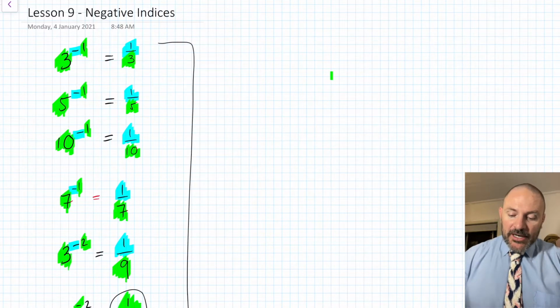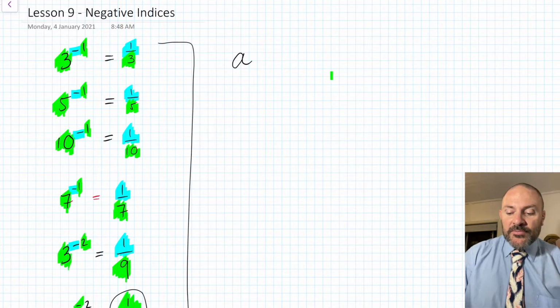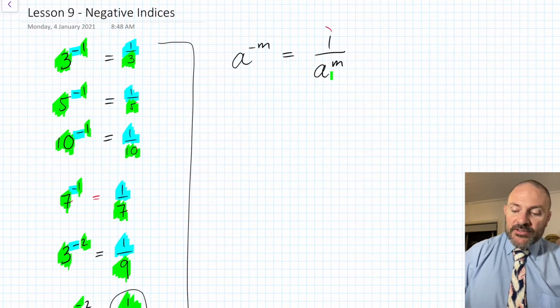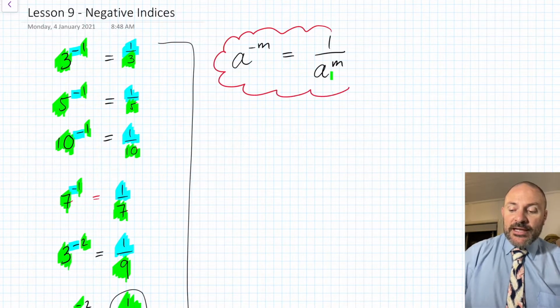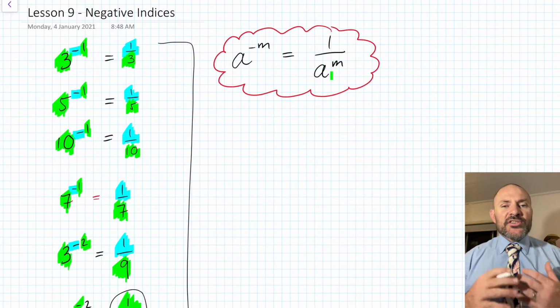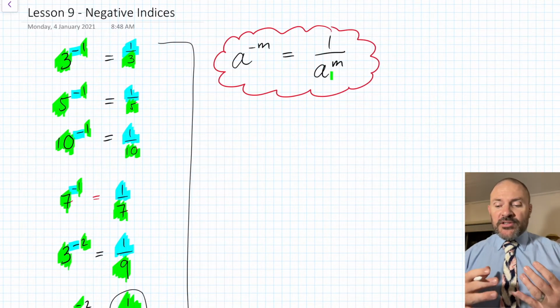So what this all comes down to is a nice little rule that says a to the negative m equals 1 over a to the power of m. And again, that's a nice little rule that you would like to write down to help you. Now, we're going to do some pretty basic ones today. We're going to focus on the basic ones.